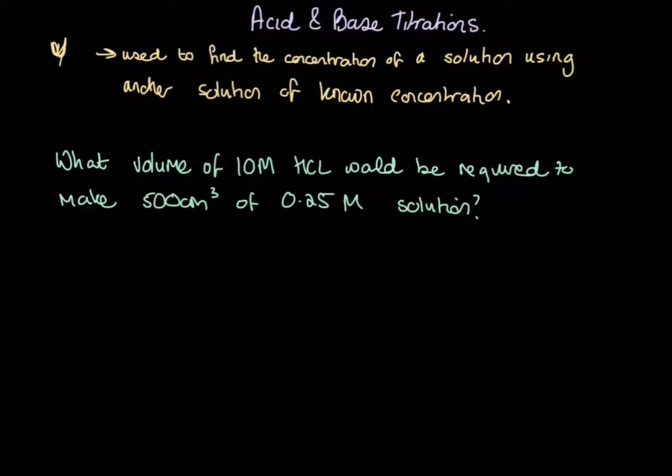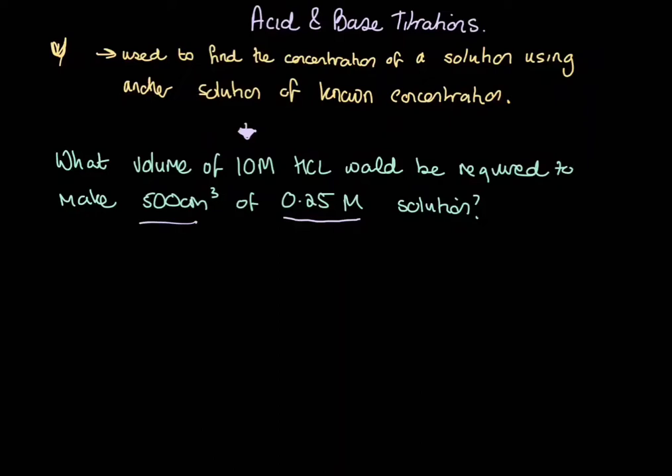So what volume of 10 molar HCl, that's acid, would be required to make 500 centimeters cubed of 0.25 molar solution? So we're going from a high concentration, so you might have this back in the laboratory, in the back room, and you don't want to have it to be at 10 molar because that's quite strong. You actually want it to be very dilute and be a 0.25 molar solution. And you want approximately 500 centimeters cubed of it.